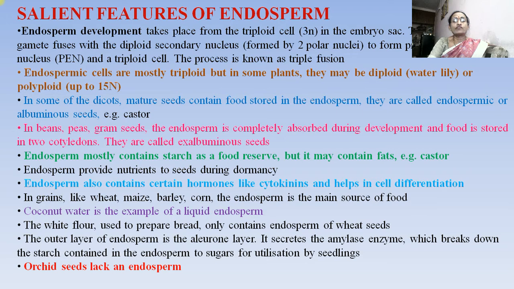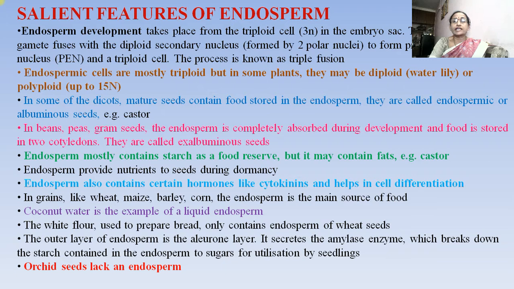Then salient features of endosperm. The endosperm development takes place from the triploid cell in the embryo sac, and the endosperm cells are mostly triploid, but in some plants they may be diploid, for example water lily, or polyploid up to 15N, meaning 15 sets of chromosomes can be added in the endosperm.